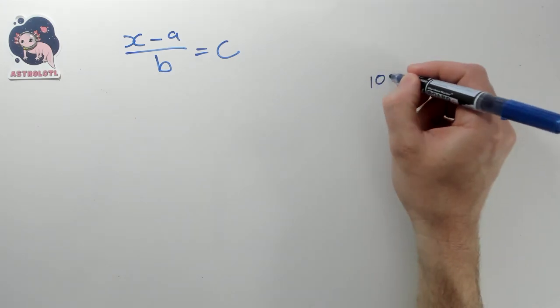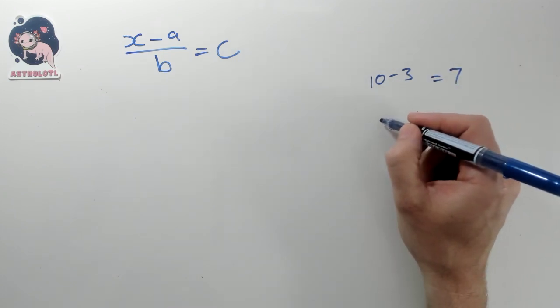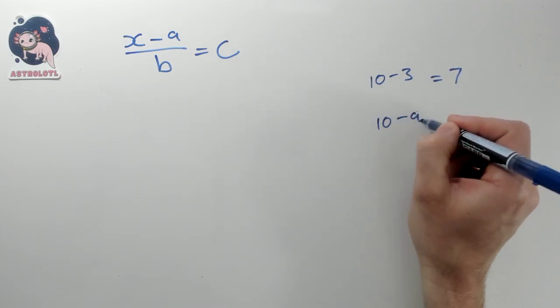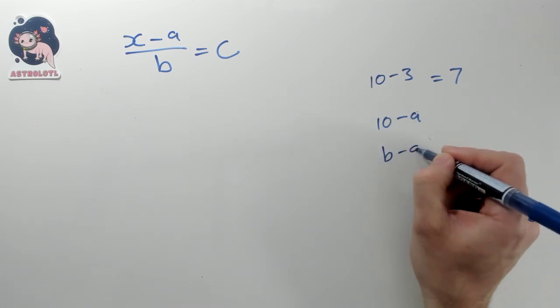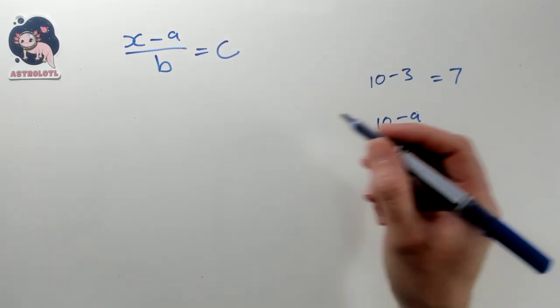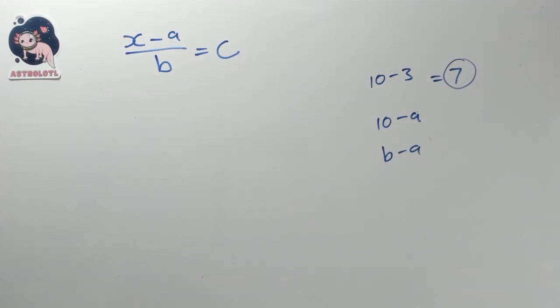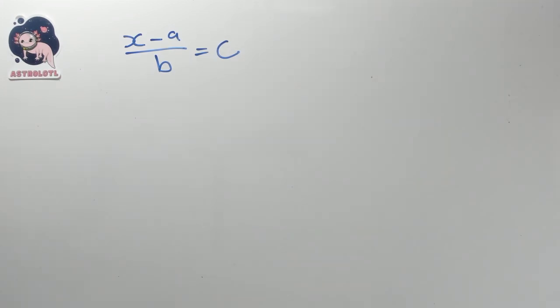So if I had like 10 minus 3, then I could write, oh, that's 7. But if I had 10 minus A, or B minus A, that just stays that. So that's the reason these are a bit more tricky, because we can't really make nicer and nicer numbers and reduce them smaller. So let's just take a look at this. We want X the subject.